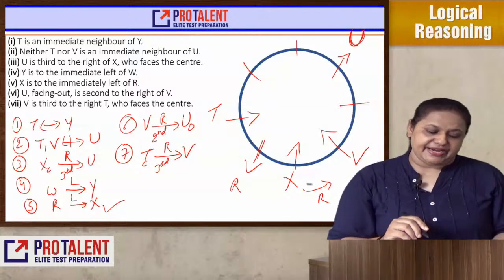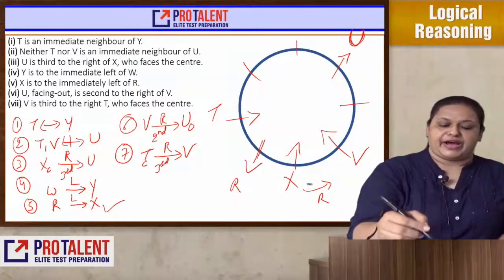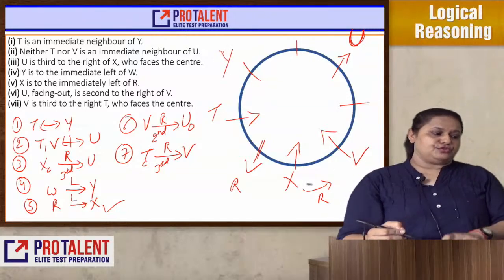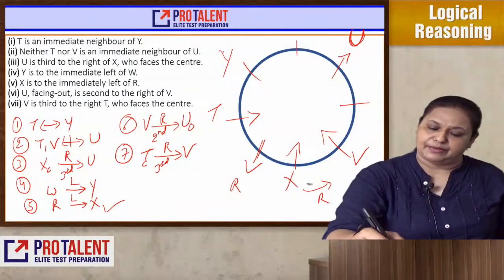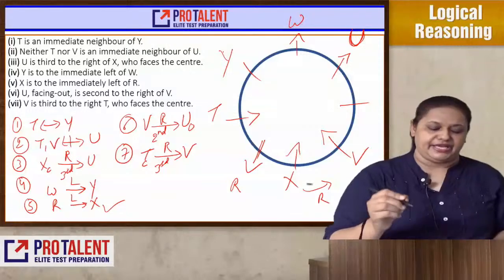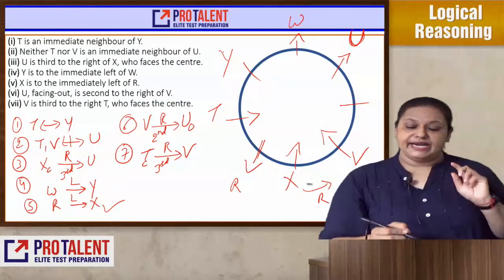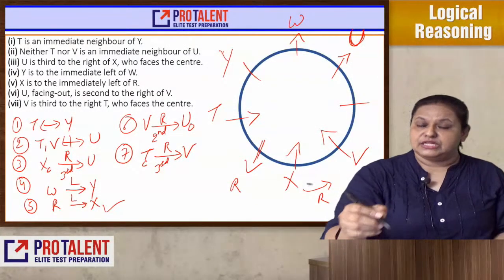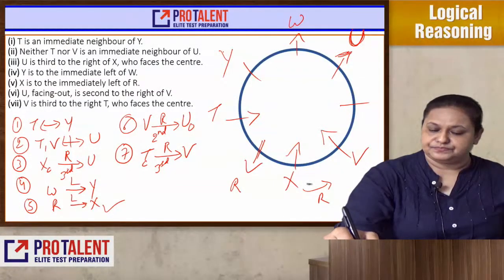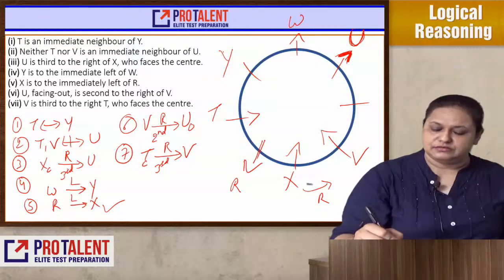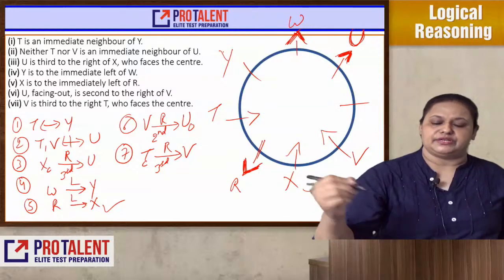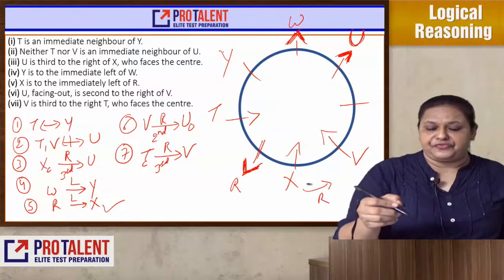And on the left side of W, Y should be there. Obviously, because T and Y are the neighbors, Y has to be there. If I put W facing outside, then only on the left side of W will Y be there. How many people were facing outside? Only 3 people were facing outside. So I have got 3 people facing outside, and I don't have to worry about the rest. They are going to face inside.